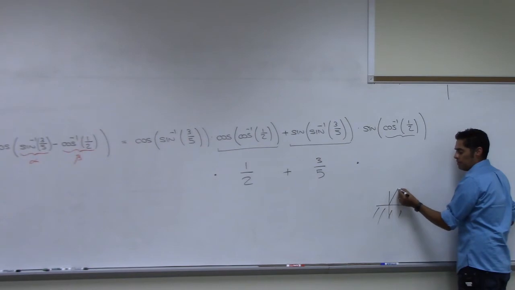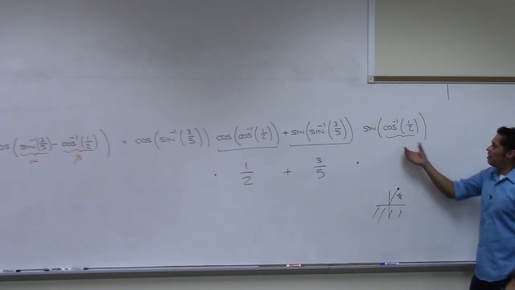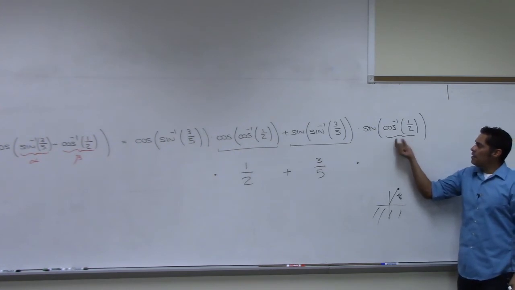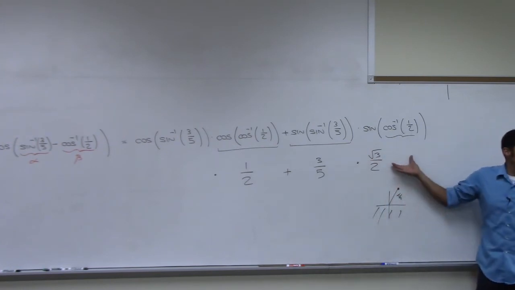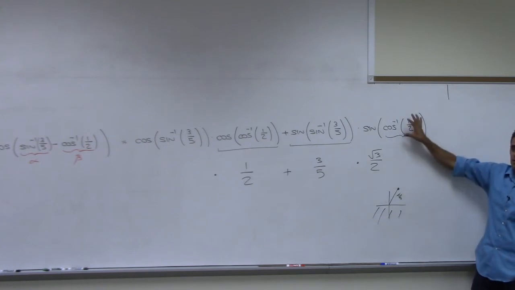Pi over 3, which is up here, right? That's it, pi over 3. And then it's saying, okay, if this is pi over 3, then what is sine of pi over 3? Root 3 over 2. So this is just root 3 over 2, no triangle needed. You could do a triangle if you wanted to, but you don't need to because it's a common number.